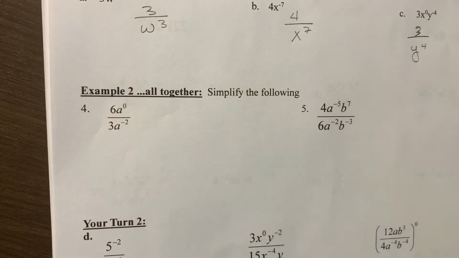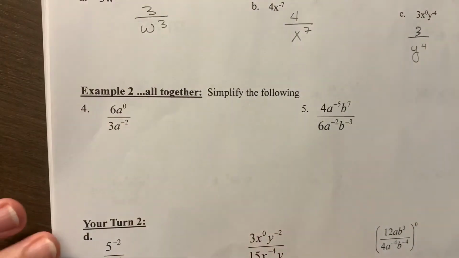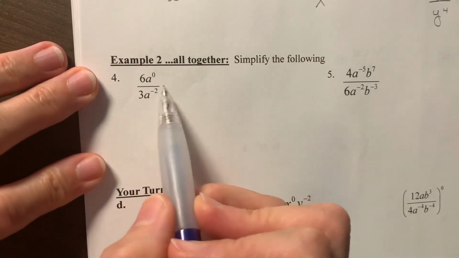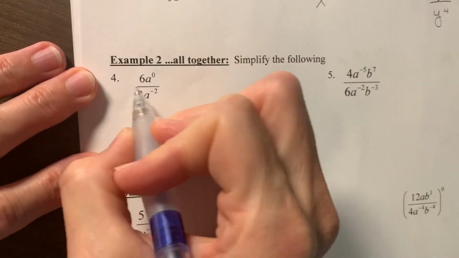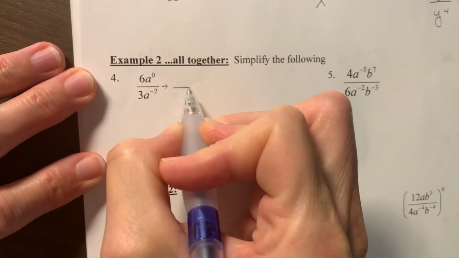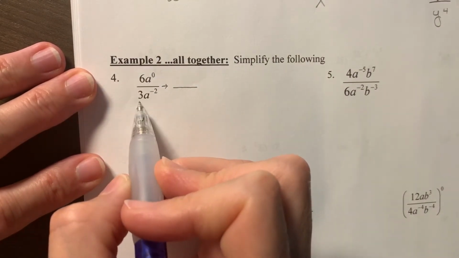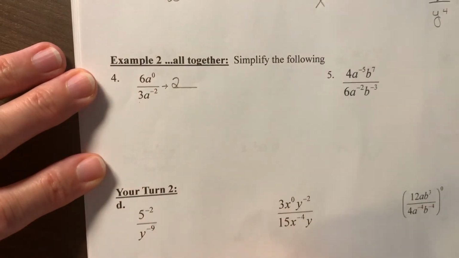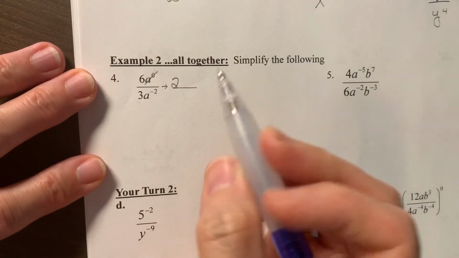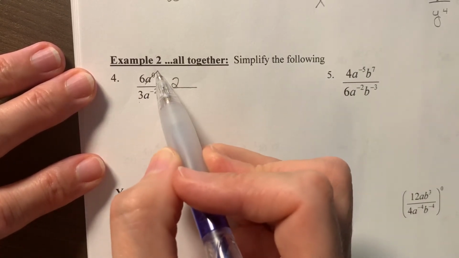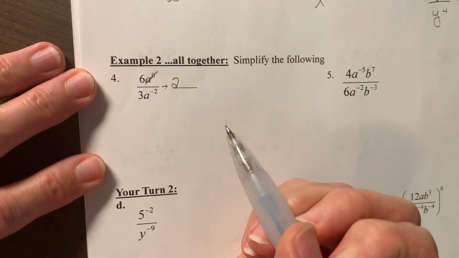Again, this is combining. When I say altogether, I mean we're combining rules on these problems. So if I look at this, I see division, I see a 0 exponent, I see a negative. So this is a big combination. Always when you start with a fraction, though, think I'm probably going to end with a fraction. 6 divided by 3 is 2. A to the 0 is 1. So you can start, now that we've gone over it a little, you can start thinking, A to the 0 is just 1. So I'm just going to cross that A to the 0 out.